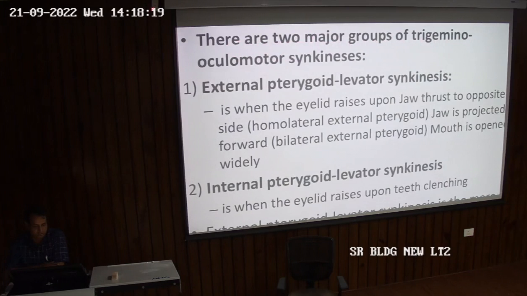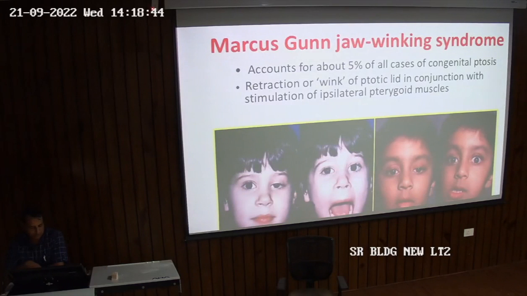So there are two major groups of oculomotor synkinesis: external pterygoid and internal pterygoid. In external pterygoid, the eyelid raises upon jaw thrust to the opposite side. In internal pterygoid, the eyelid raises upon the clenching of the teeth. So these two actions also move the upper lid. In this picture you will see there is ptosis of the left eyelid, but when the patient opens the mouth, movement of the jaw causes elevation of the lid and the ptosis disappears.